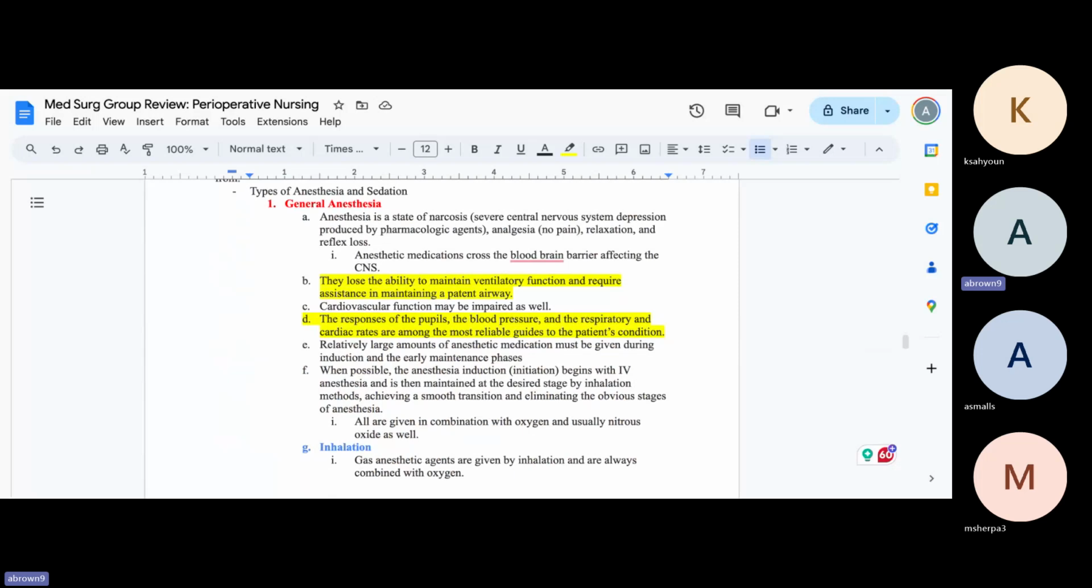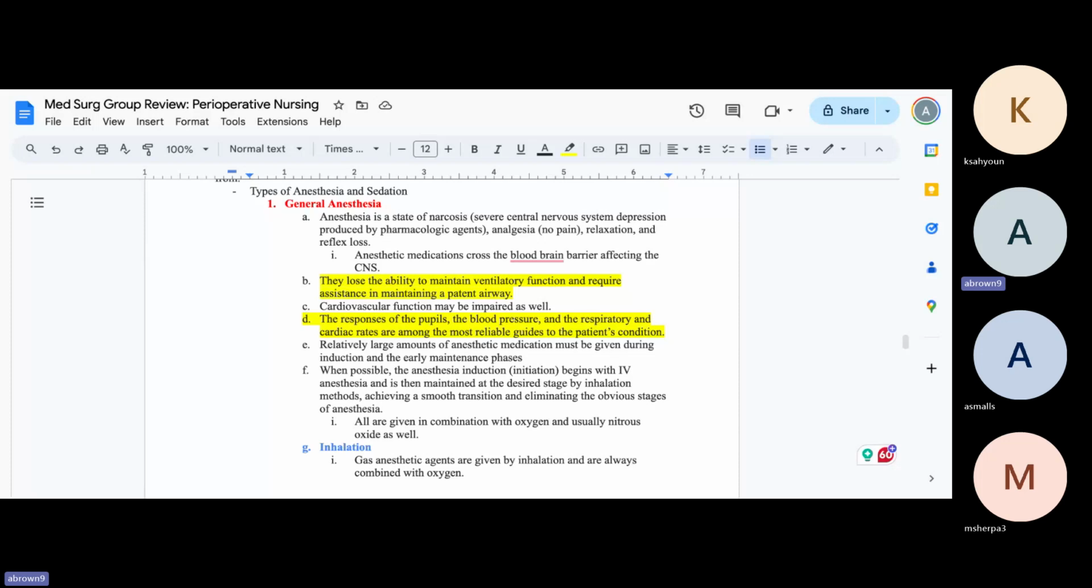Patients with general anesthesia lose the ability to maintain ventilatory function and require assistance in maintaining a patent airway. So with this one, you're going to see some type of ventilation and oxygen used on this patient. Cardiovascular function may be impaired as well. The responses of the pupils, blood pressure, and the respiratory and cardiac rates are among the most reliable guides to the patient's condition. So like we said, the anesthesiologist is going to be monitoring blood pressure, pupils, respiratory function, all things like that, just to see how the patient is handling the anesthesia.